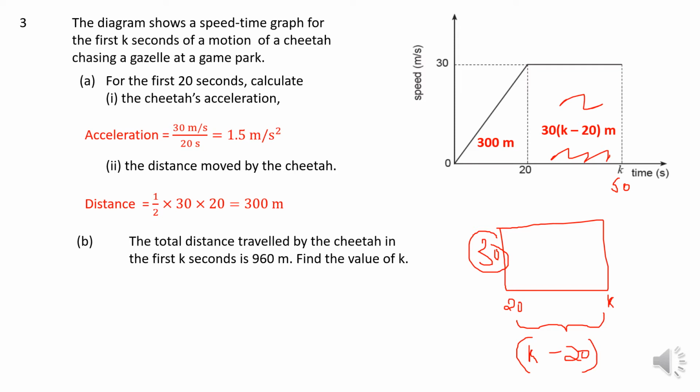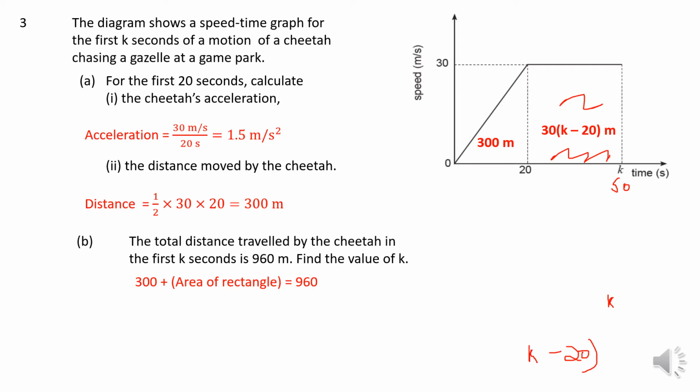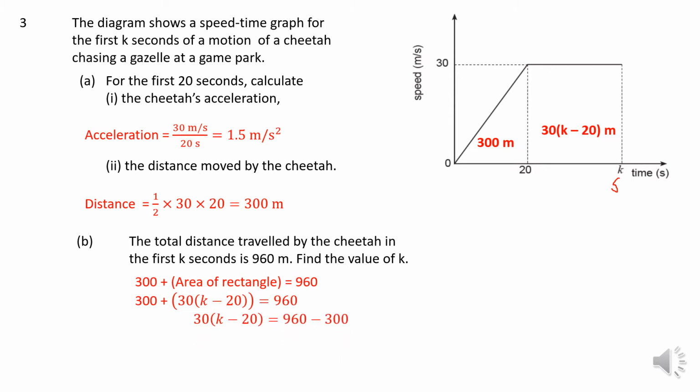So together, the 300 plus this business should add up to 960. Okay, and that is what I have done, and that is what I expected you to be doing. There's a different way, but that is ultimately what it means. So when you are here now, you can find the area of the rectangle is 30 times k minus 20, and I can multiply that out.